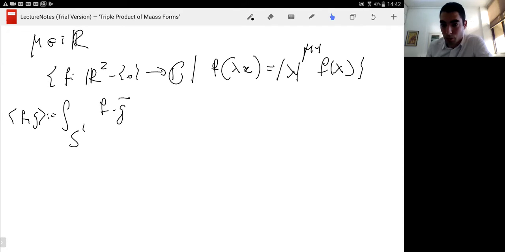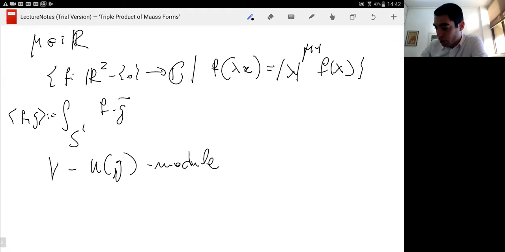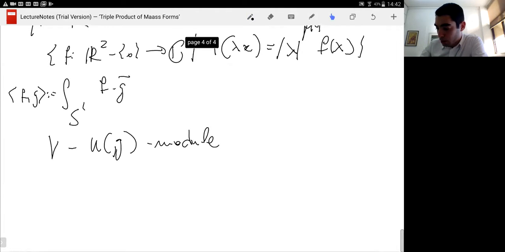The other case, I really can't explain you any further, and we won't need it, because now we are almost ready to return to Maass forms. Let's take a step back and suppose V is a UG module. Where I should, I guess, remind everybody that UG here is the universal enveloping algebra.